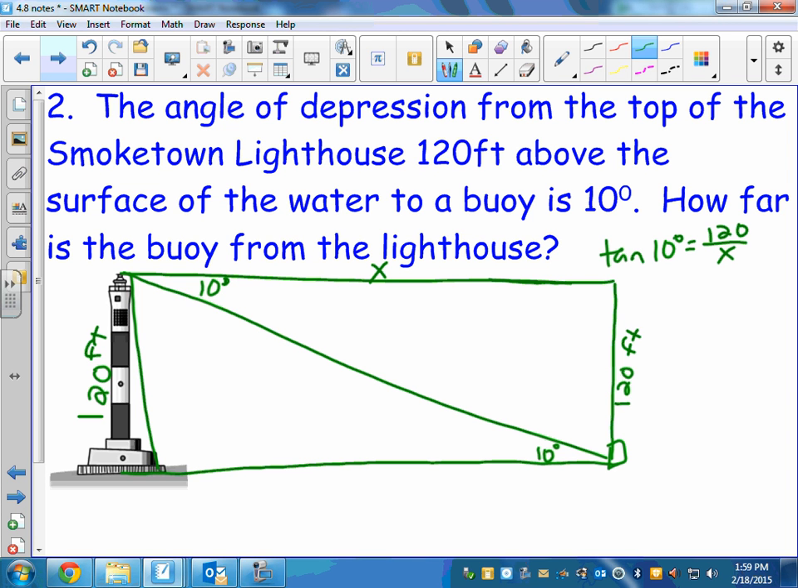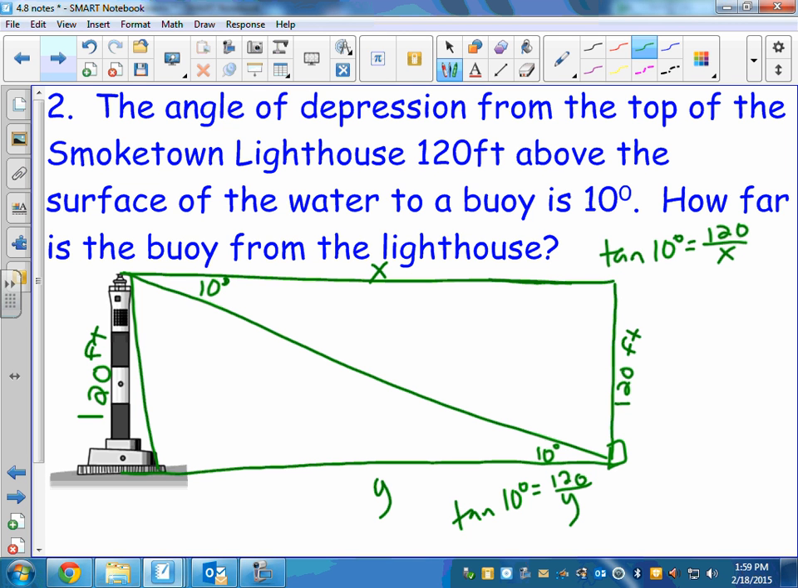Or if you use this one down here and you call this y, you would say the tangent of 10 degrees equals 120 over y. Hey, wait, isn't that the same equation? That's the same problem. Can I call it x on the bottom? Yeah, you call whatever you want.